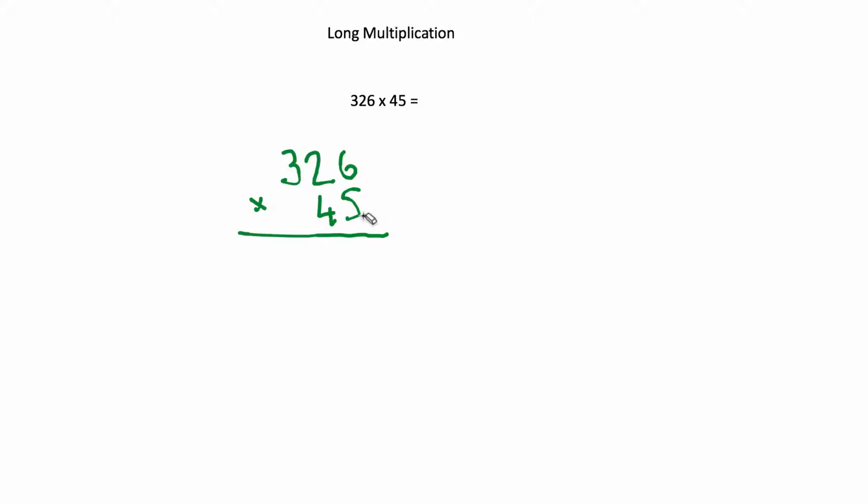So how it works is, with multiplication, we always times the bottom number by the top. So we're going to start off with the 5. So 5 times 6 we know is 30. So we put our units into the answer and carry our number that is in the tens column over. So we obviously have 30.